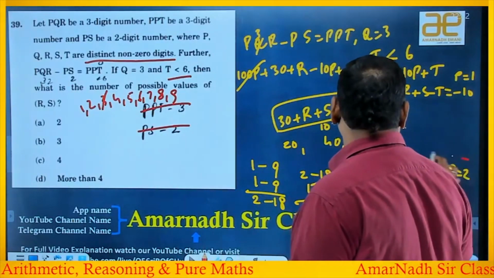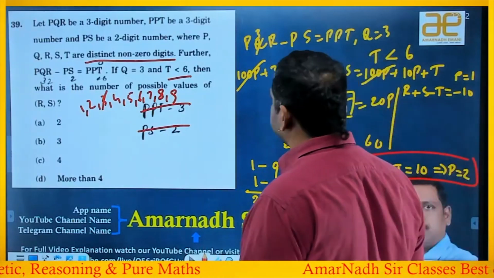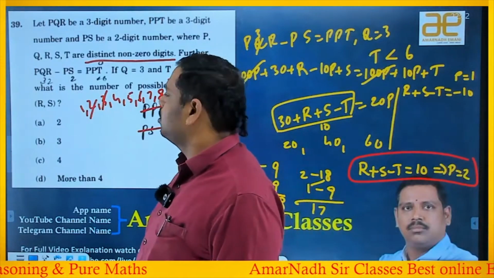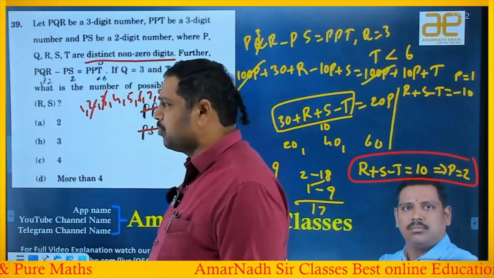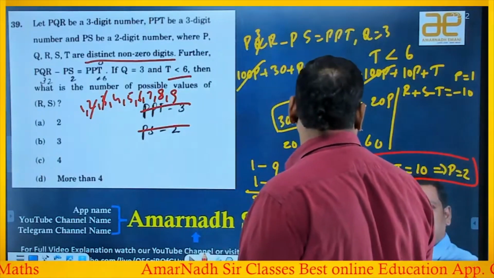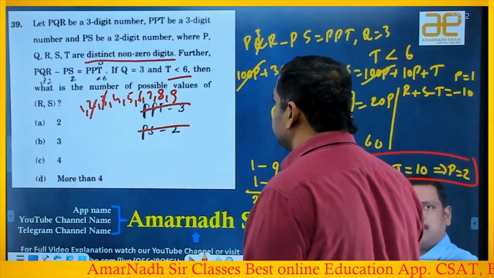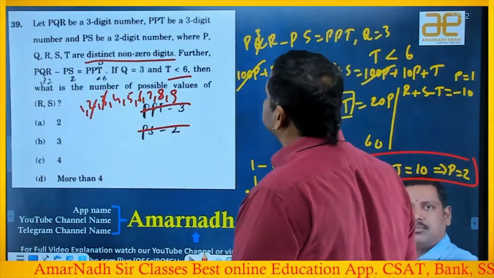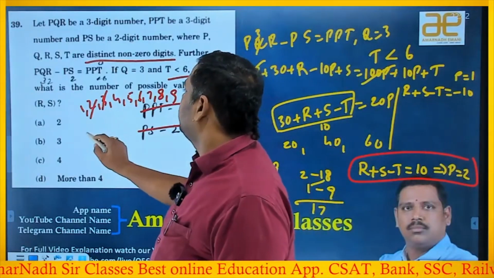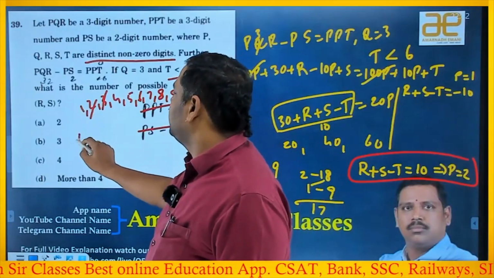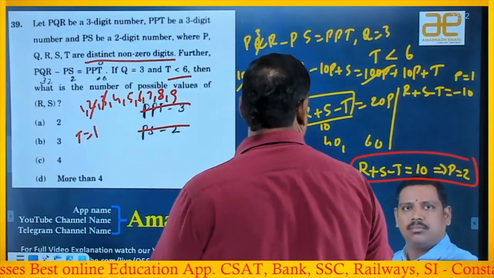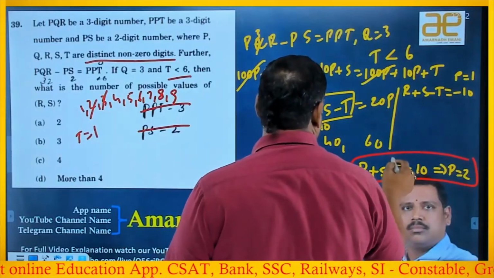So I'm verifying the second case. Second case means P is equal to 2. I'm removing 2 as well. Now observe that. P is 2 now, T is less than 6. Suppose I'm taking T as 1. T is equal to 1. If T is equal to 1, then what happens here?